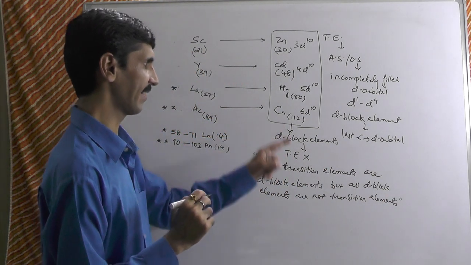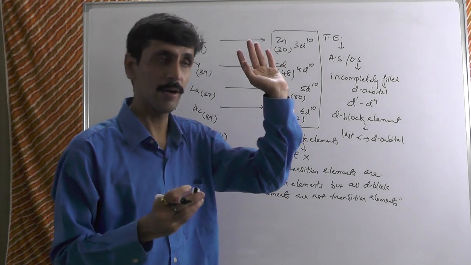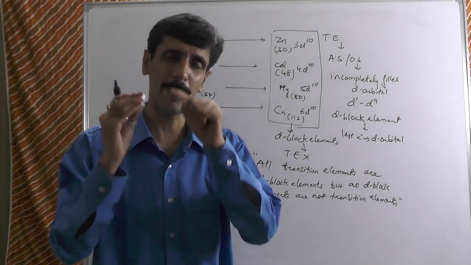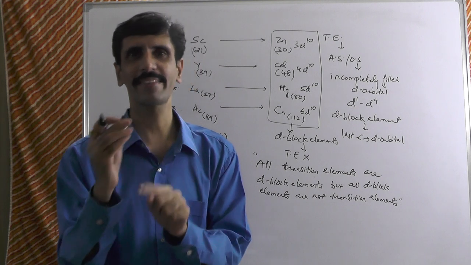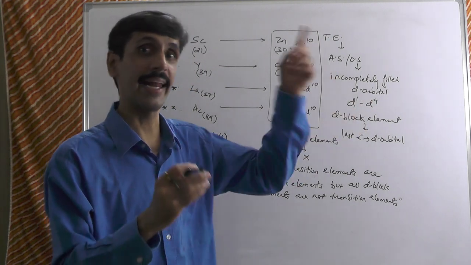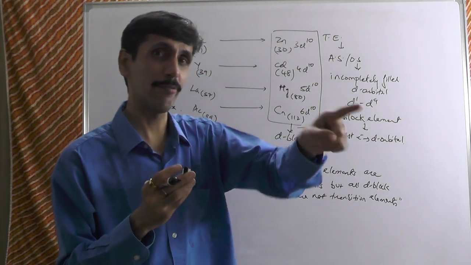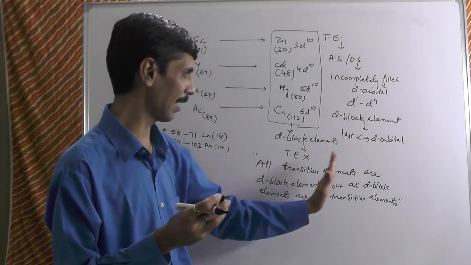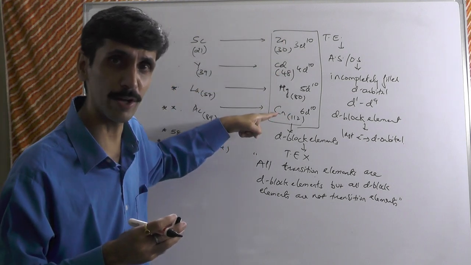All transition elements, that means we talk about, say, scandium to copper, and the rest of these nine elements. In all these elements, they have, either in the atomic state or in an oxidation state, an incompletely filled d orbital. At the same time, the last electron also enters into the d orbital, and therefore they are transition elements as well as d block elements. So all transition elements are d block elements. But these examples I'm citing for you.